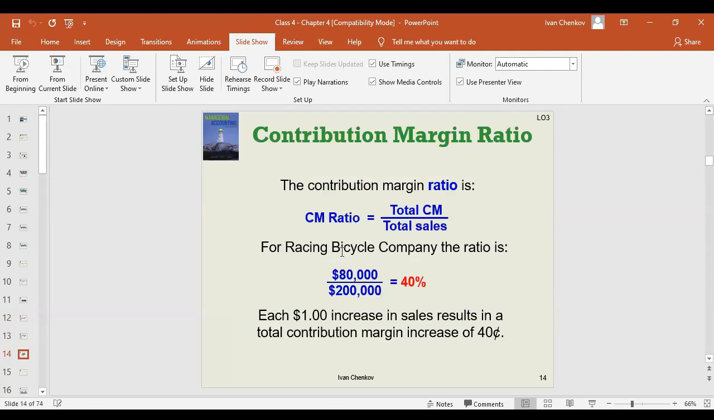Right? So how are we going to go to contribution margin ratio? Contribution margin, either you're going to work with the total numbers, or you're going to go with the unit number on the unit level. What the contribution margin shows you is that for every dollar that you increase in sales, 40 cents, or 40% of every dollar, comes to your pocket.